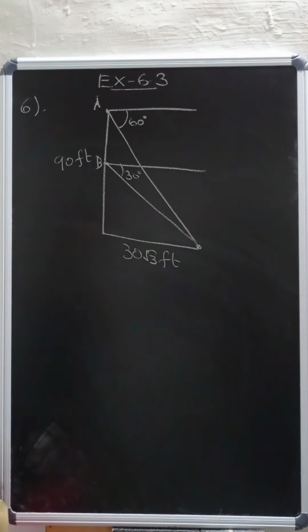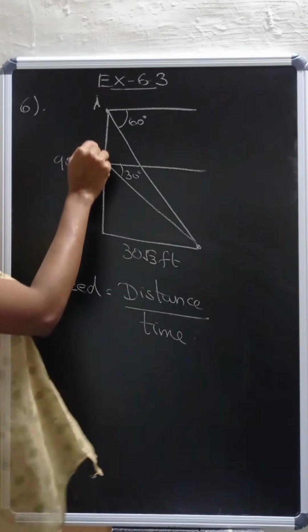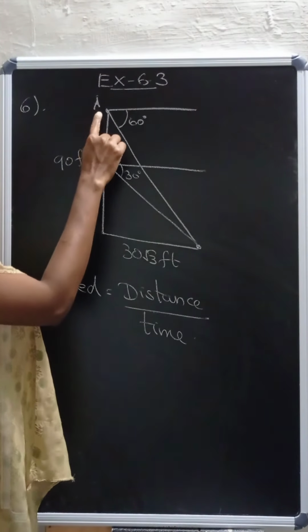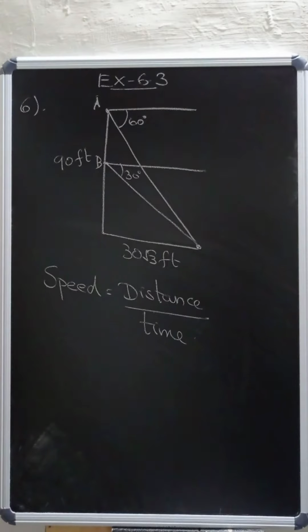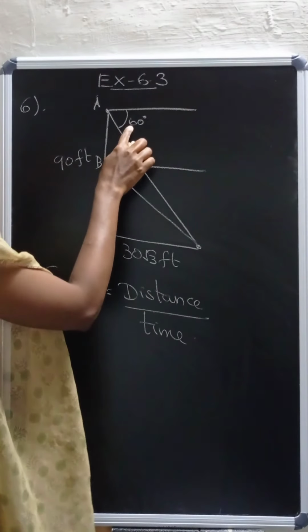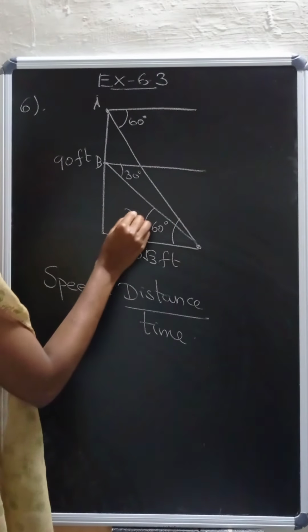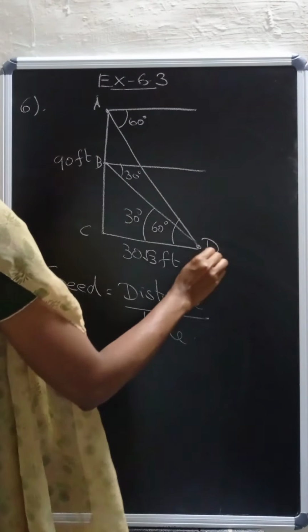So the speed of the lift is distance travelled by time taken. Now we know that the time taken is 2 minutes. So after 2 minutes the lift has travelled from A to B. So now we need to find the distance AB. If we find the distance, then we can substitute here and find the speed of the lift. Now since this is 60 degrees, here it is going to be 60 degrees and this value is going to be 30 degrees. Now let us take this as two separate triangles.